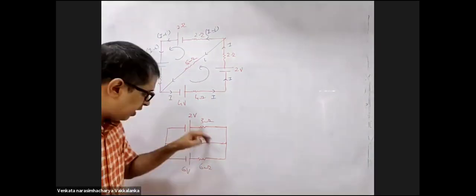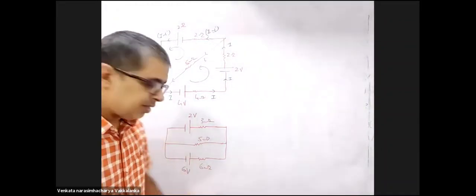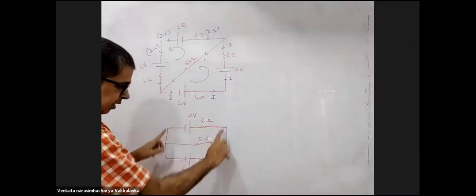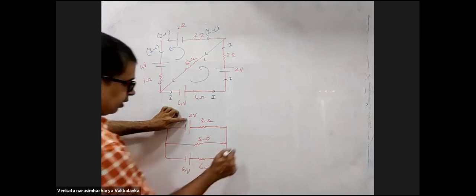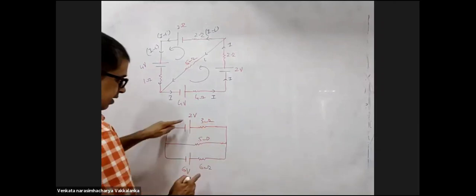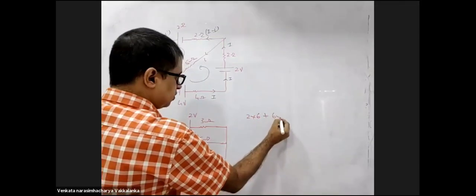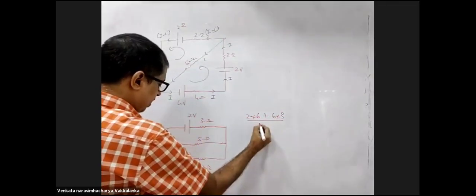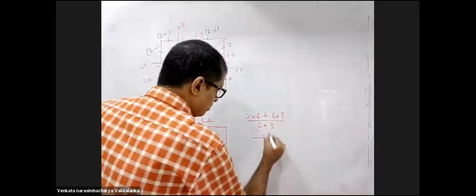Now some students say I'll apply KVL and I'll finish it off. Not required. Have a look at it. This battery and this battery, are they in parallel combination or not? Yes, sir. E1 R2 plus E2 R1, divided by R1 plus R2: 2 into 6 plus 6 into 3 divided by 6 plus 3. Both the polarities are the same.